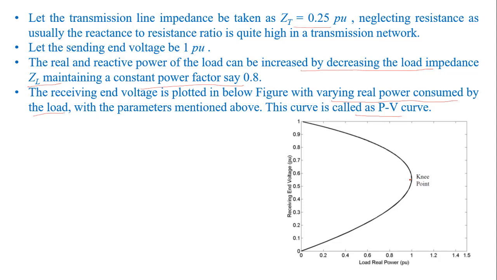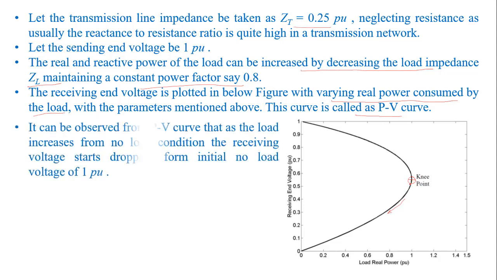We can see here, this is the knee point, from where, even after decreasing Zl, we find that PL is also decreasing and Vr is also decreasing. So this point is known as the critical point, knee point, or sometimes the voltage collapse point.